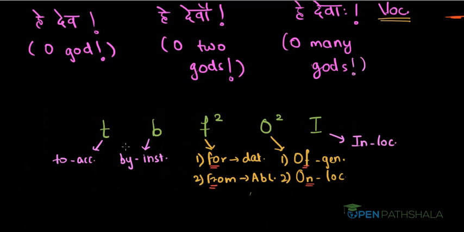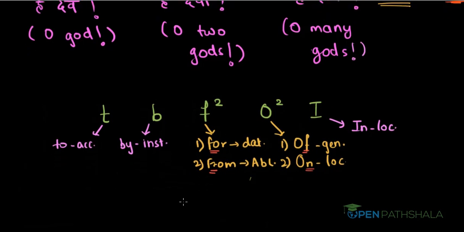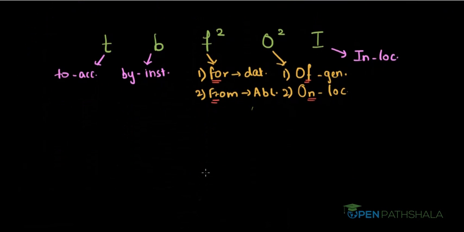Let us revise this trick once again. TB F square O square I. Now let us see some examples and how the meaning of cases is derived.